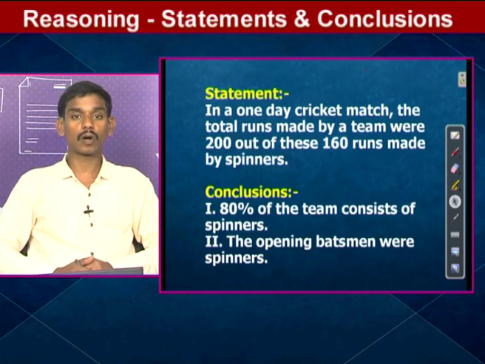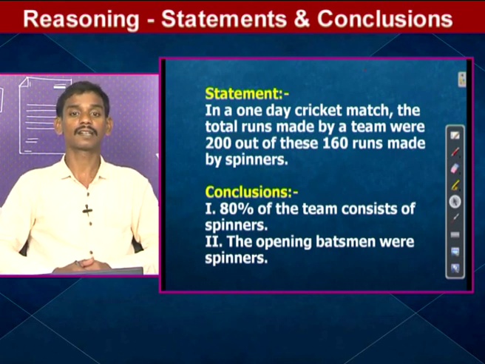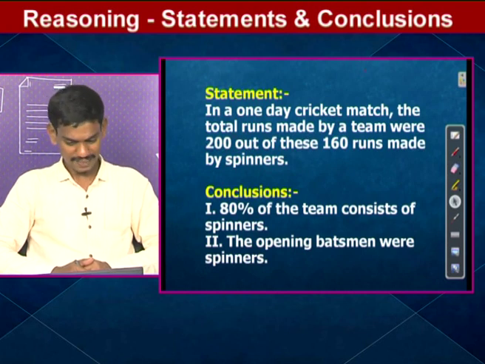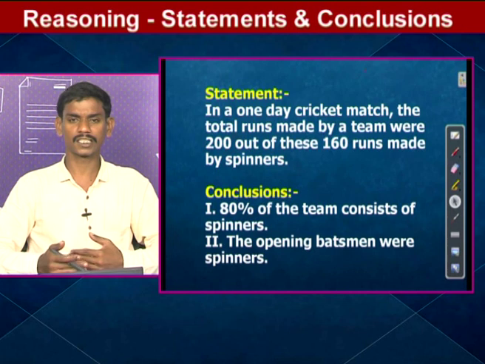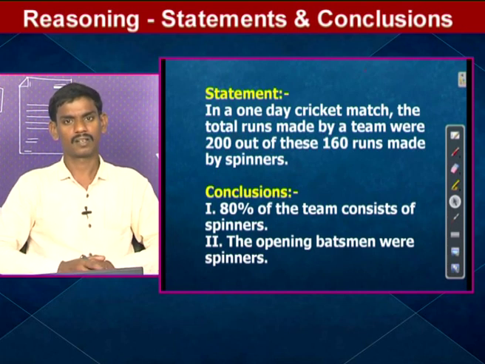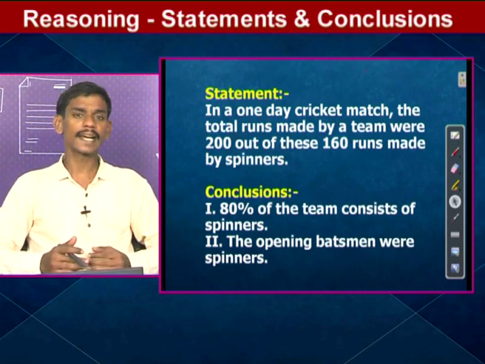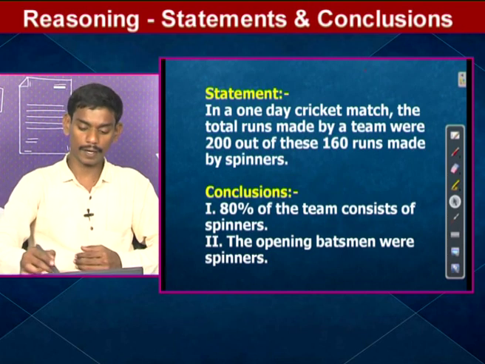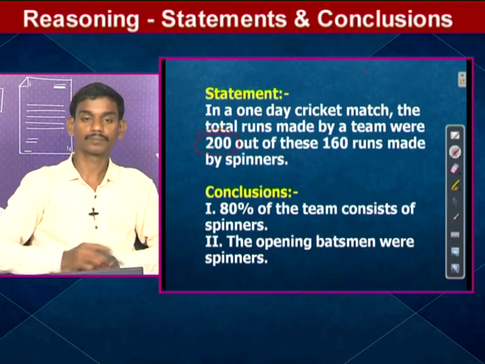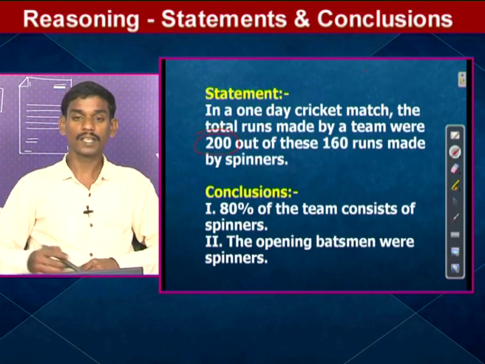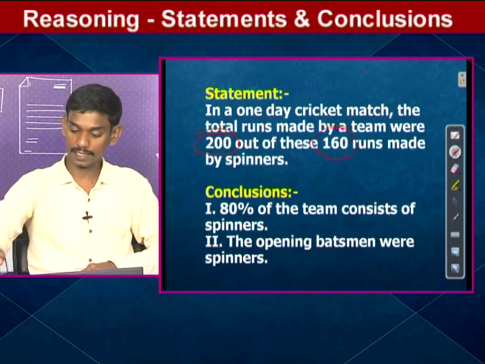Under the conclusion, two conclusions are there. One is 80% of the team consists of the spinners, and the second one, the opening batsmen were spinners. See here, what is the statement given? Carefully understand that statement. A cricket team scored 200 runs in total. Under 200 runs, 160 were made by whom? Only spinners.